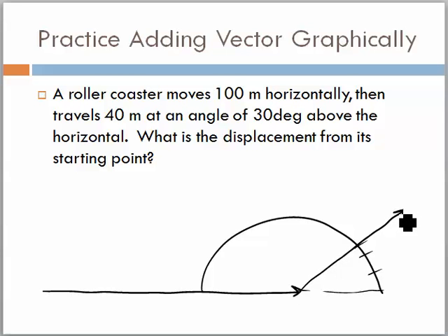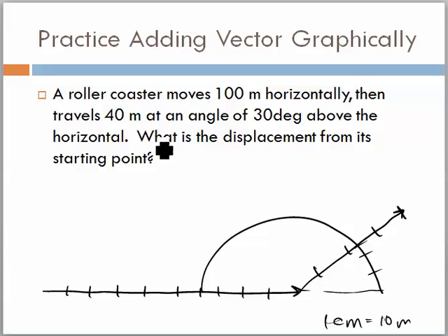And prior to this, I would probably take my ruler of some sort, and I might say that every centimeter equals 10 meters. So I'm going to say 1 centimeter equals 10 meters. So that means this would have to be 10 centimeters long. 1, 2, 3, 4, 5, 6, 7, 8, 9, 10. And then this right here is 40 meters, or 4 centimeters, 1, 2, 3, 4. So now I've made that one be 40 meters, and I've got it at this angle of 30 degrees.